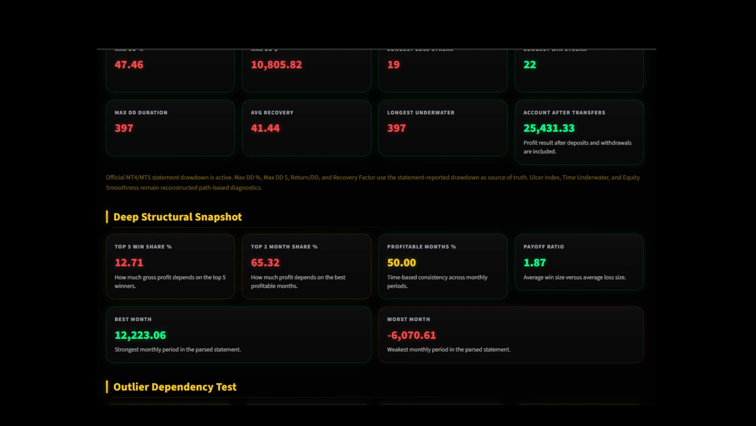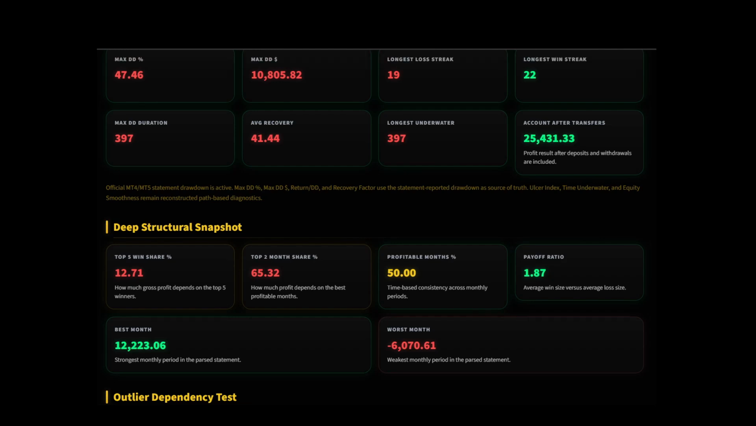So again, the goal is not just to say good or bad. The goal is to understand the shape of the result. Where did the money come from? Was it spread across time? Was it concentrated? Was the drawdown acceptable? Was recovery clean? And does this structure deserve deeper validation before trusting it with capital?